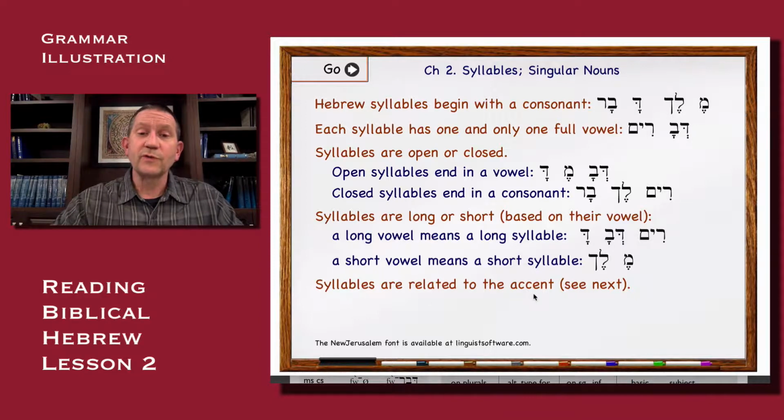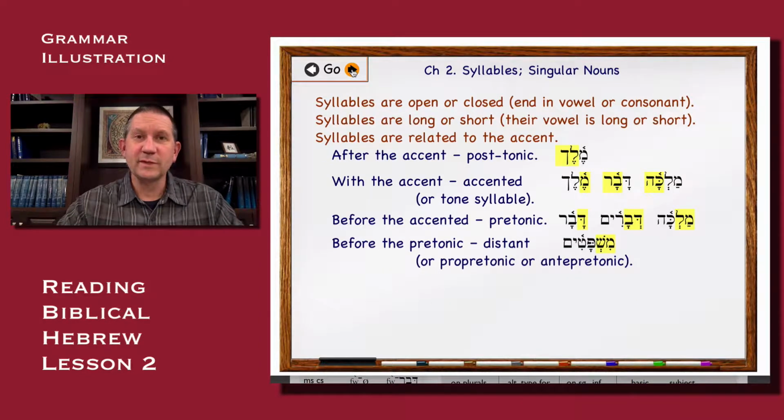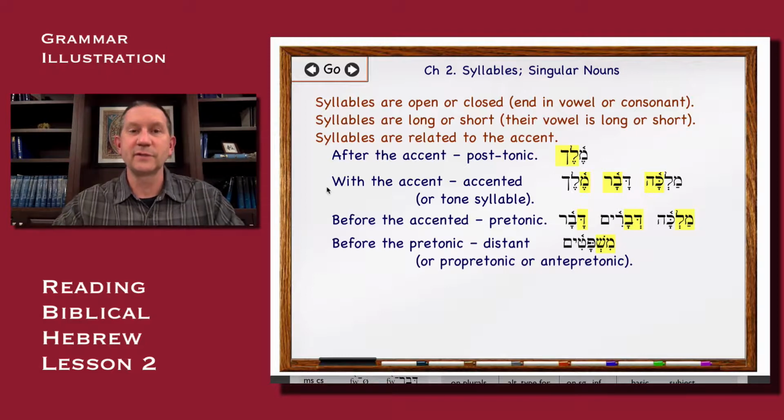Then syllables are also related to the accent. When we say that they are related to the accent, we simply mean where are they in the word in relationship to the accented syllable. If the syllable has the accent, well, duh, we call it the accented syllable, like meh of melek, var of davar, or ka of malka.